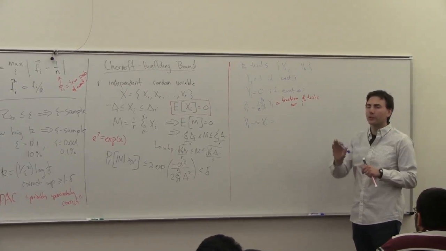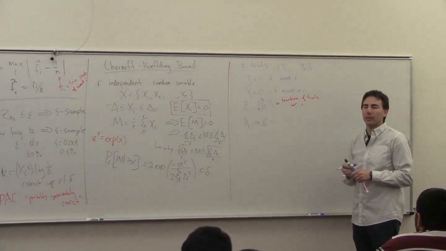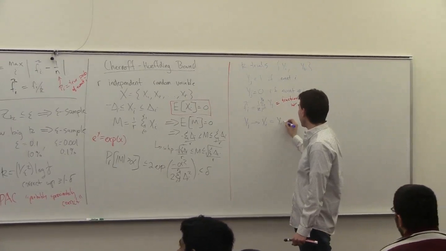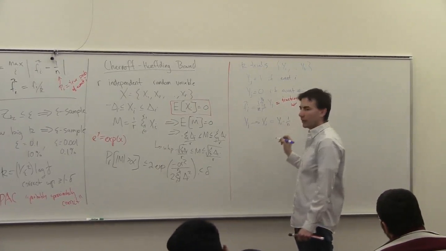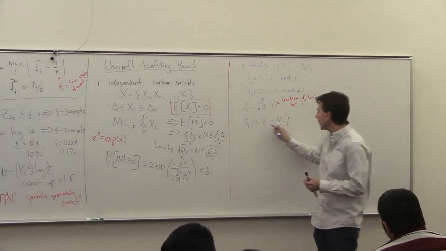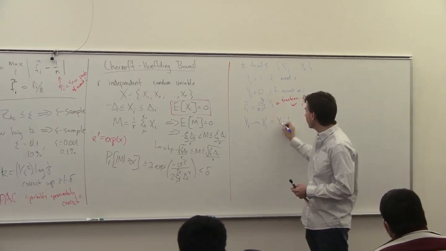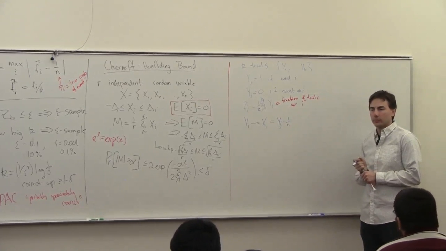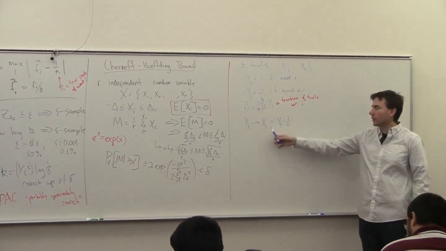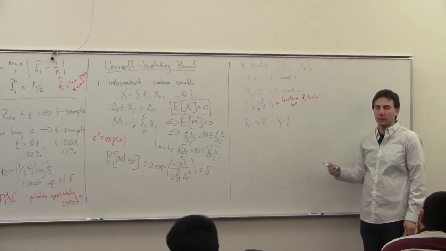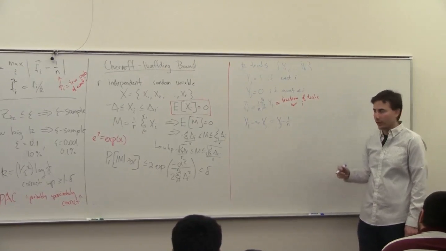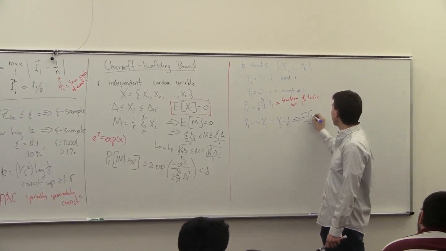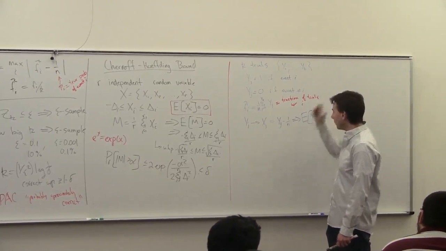Well, so I'm going to do a transformation, and I'll fix the problem I think you're complaining about. I'm going to set x_j equal to y_j minus 1 over n. Now, what is the expected value of x_j? It's going to be 0. So now I have expected value of x_j equals 0.